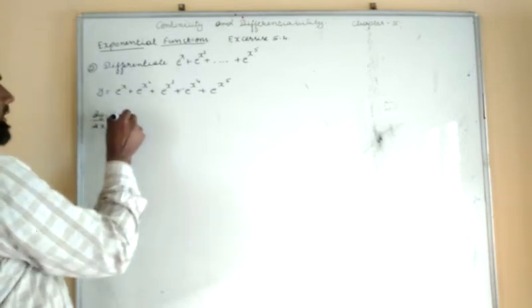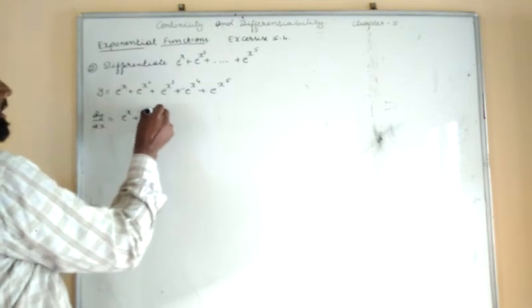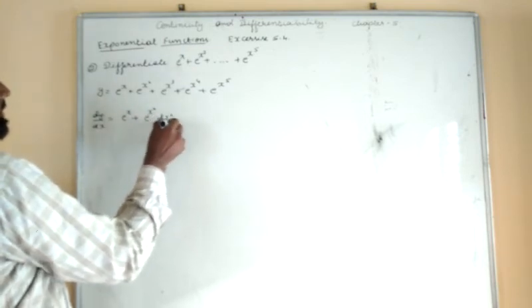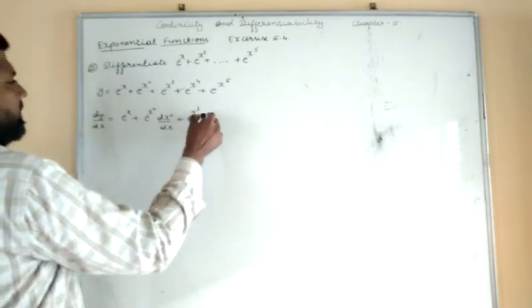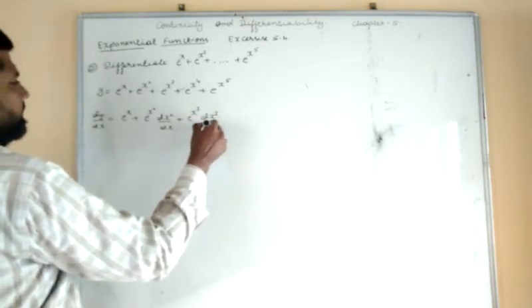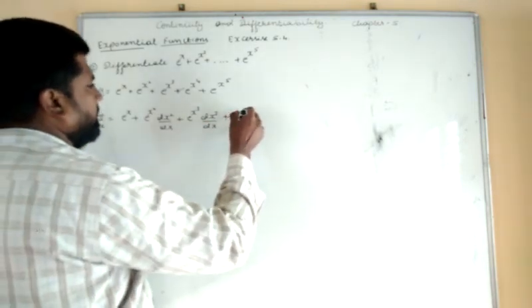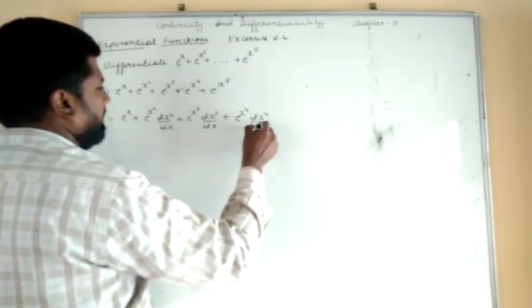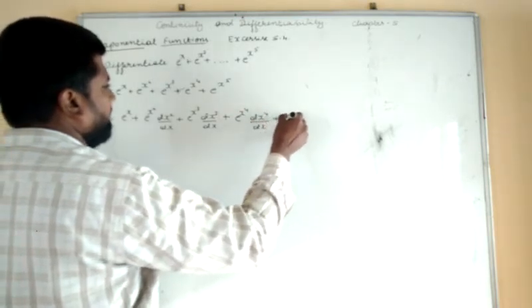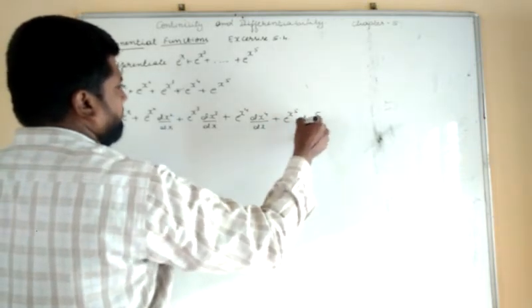e to the power of x differentiation is e to the power of x. Again here e to the power of x square means e to the power of x square, again differentiation of x square. Then plus e to the power of x cube means e to the power of x cube, again differentiation of x cube. Then here e to the power of x to the power of 4 means e to the power of x to the power of 4, again differentiation of x to the power of 4, plus e to the power of x to the power of 5, differentiation of x to the power of 5.